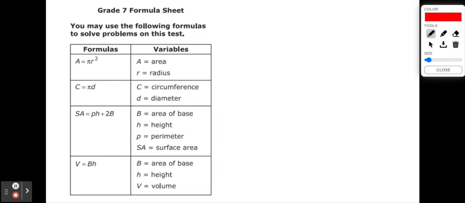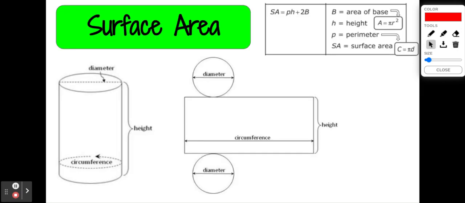Hi, seventh graders. In this lesson video, we're going to be looking at the formula sheet for the MCA, and our focus is going to be on how to find the surface area of a cylinder. Let's look at the formula first so we can see how the formula was created and make some sense of it.